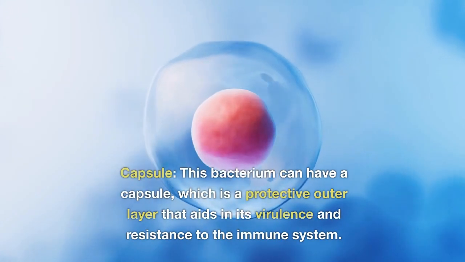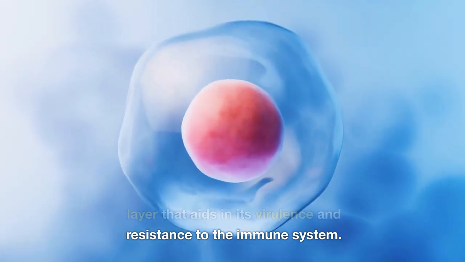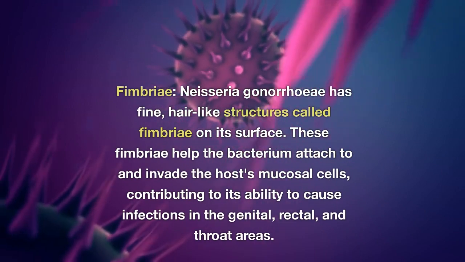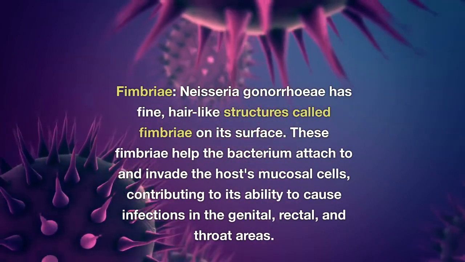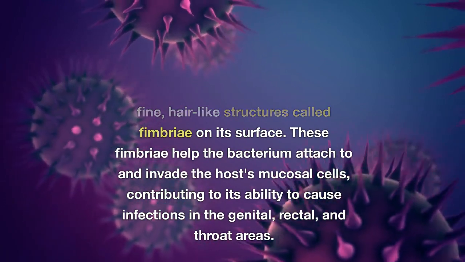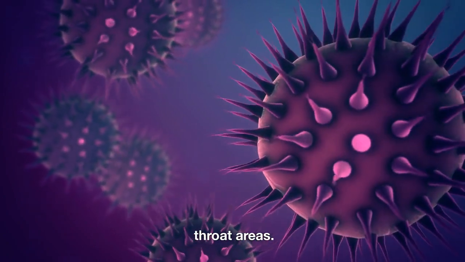Capsule. This bacterium can have a capsule, which is a protective outer layer that aids in its virulence and resistance to the immune system. Fimbriae. Neisseria gonorrhoeae has fine, hair-like structures called fimbriae on its surface. These fimbriae help the bacterium attach to and invade the host's mucosal cells, contributing to its ability to cause infections in the genital, rectal, and throat areas.